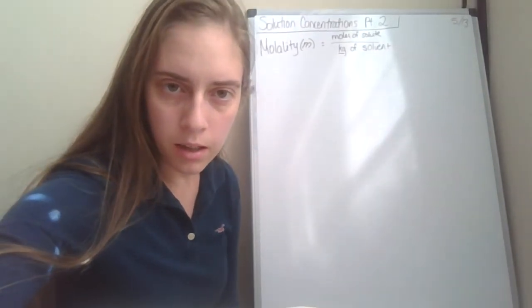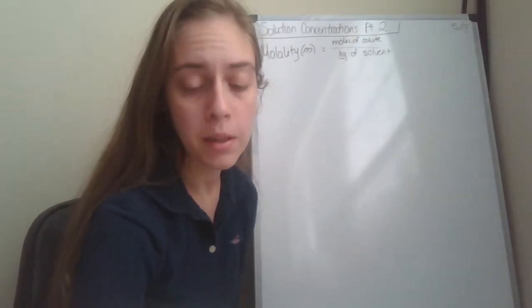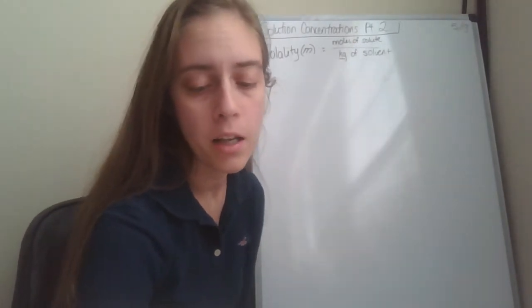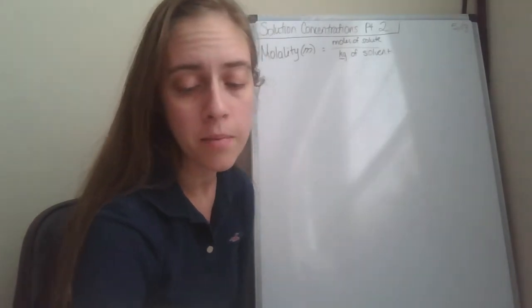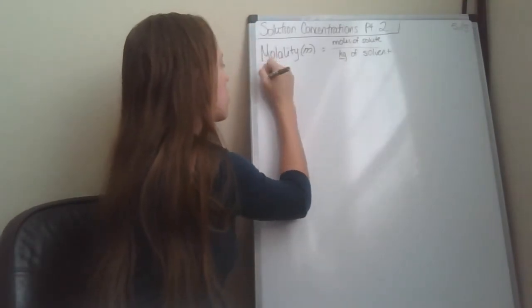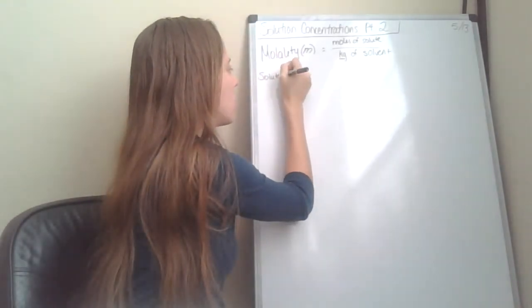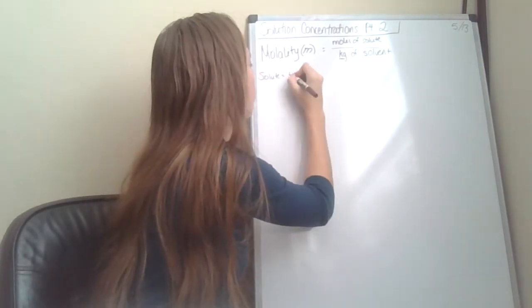Okay, so let's look at what that would look like if we're calculating molality. So let's say we have 4.5 grams of sodium chloride and 100 grams of water. Calculate the molality. All right, so our solute, we are told, is 4.5 grams of sodium chloride.